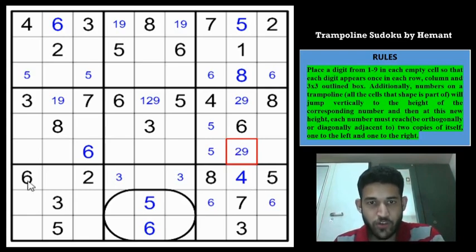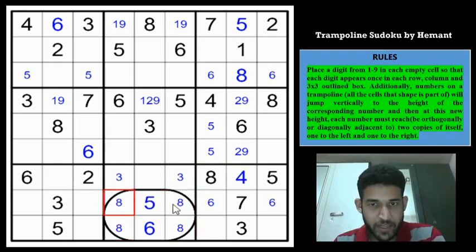Okay, so if you look at row 7, 4, 5, 8, 2 and 6 are already existing. Which means that these 5 digits will go into the 6 cells of the trampoline. So let us look at the 8 now because it is high in value and it is of interest. So 8 must go into one of these 4 cells in box 8.